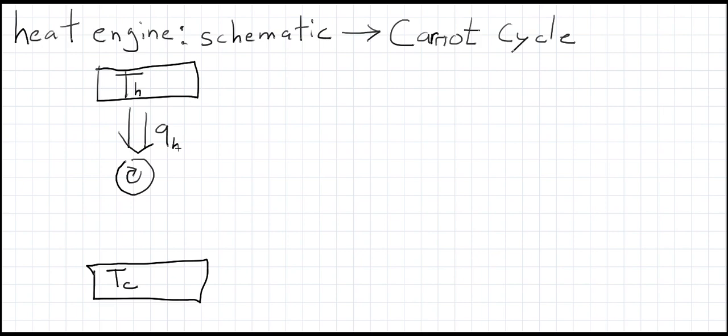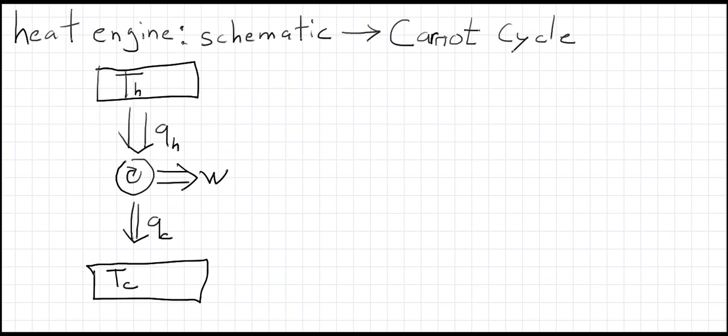We put some heat in from the heat source, so that's going to be Q hot, and we reject some waste heat into T cold. So we'll call that Q cold. And notice Q cold is less than Q hot because energy is conserved, and we're going to extract some energy out as work. All right, so let's go ahead and analyze what these numbers have to be.